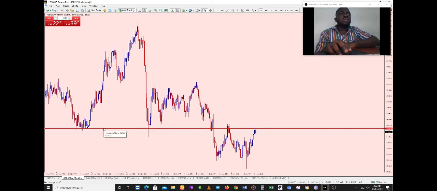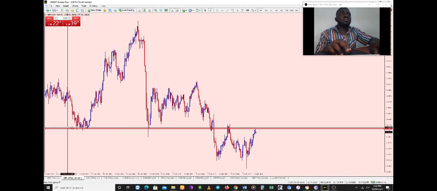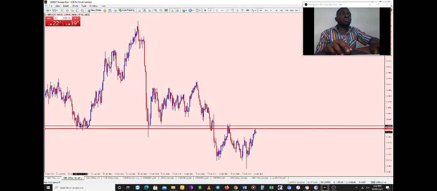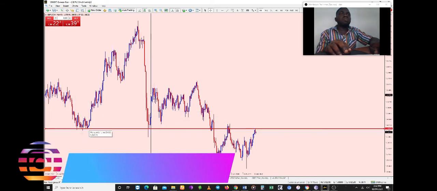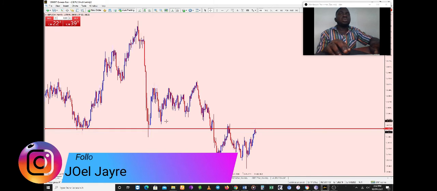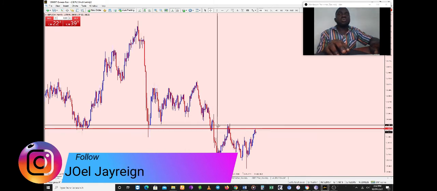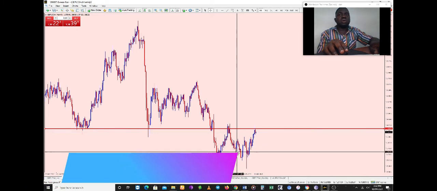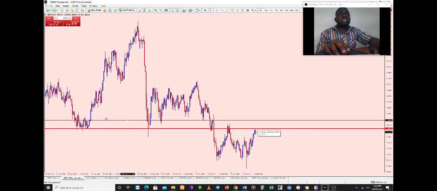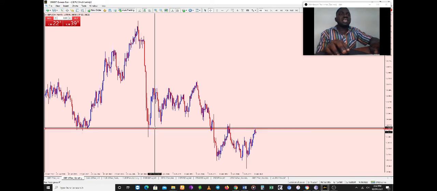Alright, so I have my support here. I consider this level a true, meaning price got rejected and it bounced off. It got here, it bounced off. Here it broke through. Here it came to test, which is the resistance I'll talk about. Then it gets here again. So I consider this as support because of this and that.